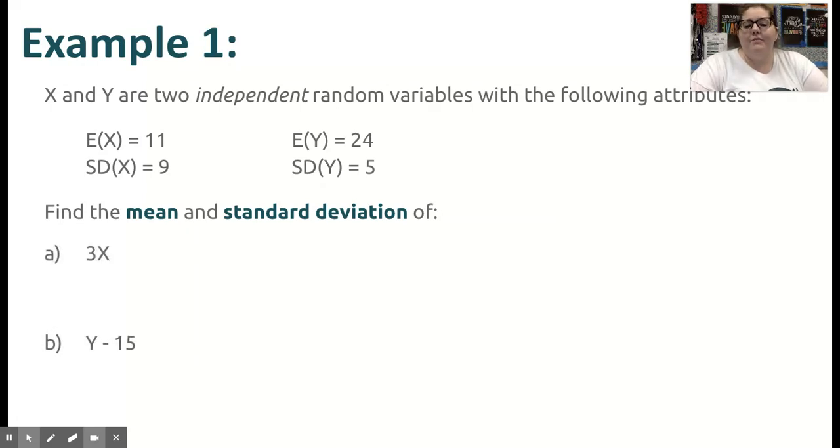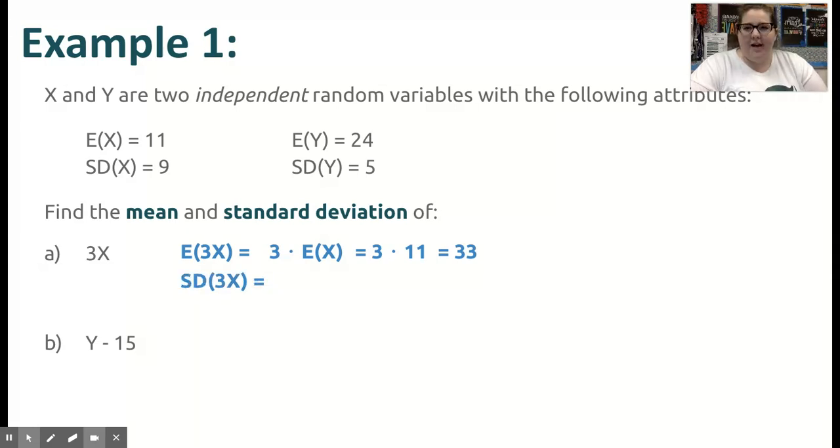So if I wanted to find the mean and standard deviation of these new transformed variables, for part A, 3x, so 3 times x, we're multiplying by a constant, we're scaling. So the mean of 3x, when we multiply by a constant, the mean also gets multiplied by that constant. We're just going to do 3 times the mean of x. 3 times 11 is 33. Easy cheesy. Standard deviation of 3x. Standard deviation is also affected by multiplying by a constant. So we're just going to do 3 times the original standard deviation. 3 times 9, 27. Not too bad.